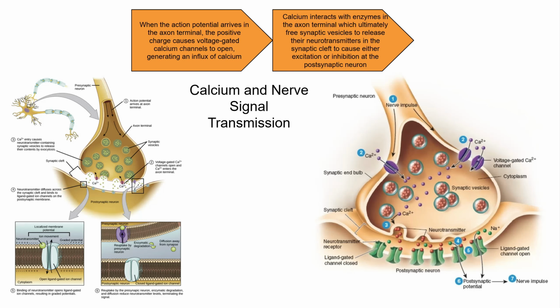As I just mentioned at the end of the last slide, calcium is important for nerve action potentials. This is because when the action potential arrives in the axon terminal, the positive charge causes voltage gated calcium channels to open, generating an influx of calcium. Calcium then interacts with enzymes in the axon terminal, which ultimately frees synaptic vesicles to release their neurotransmitters in the synaptic cleft to cause either excitation or inhibition at the postsynaptic neuron.